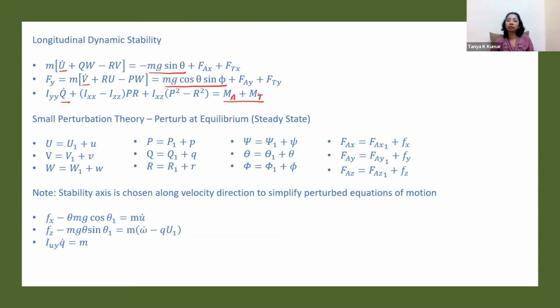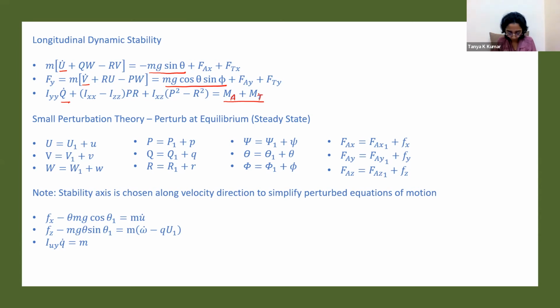Now to perform this analysis, we consider this in equilibrium. What is the equilibrium for an aircraft? It is the steady state condition, cruise flight; all of these are equilibrium conditions. So we take the small perturbation theory, which says that when the aircraft is at equilibrium, you perturb it by some small perturbation. Equilibrium in our case is steady state.